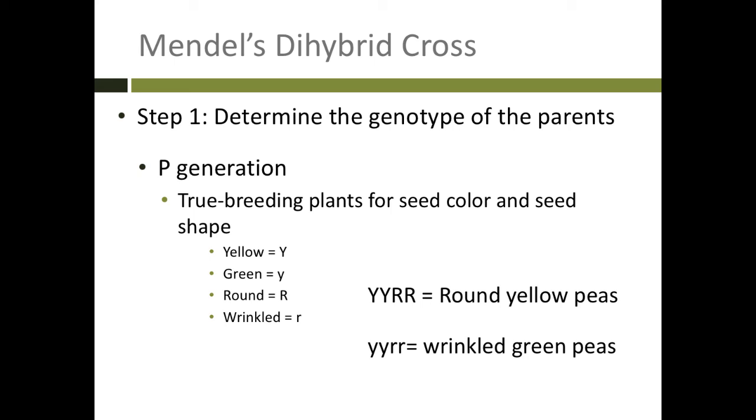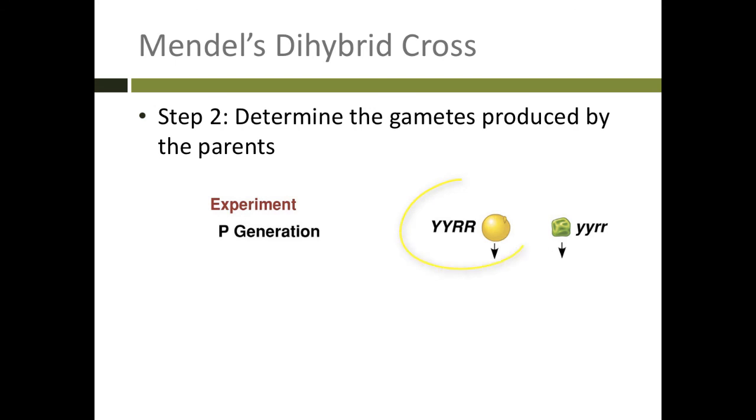We know the genotypes. The second step is to determine the gametes. We have either homozygous dominant plant or a homozygous recessive plant. The homozygous dominant plant can only contribute dominant alleles. The homozygous recessive plant can only contribute recessive alleles. The homozygous dominant plant will make gametes that are dominant for both color and shape, and the homozygous recessive plants will therefore make gametes that contain alleles that are recessive for both color and shape.